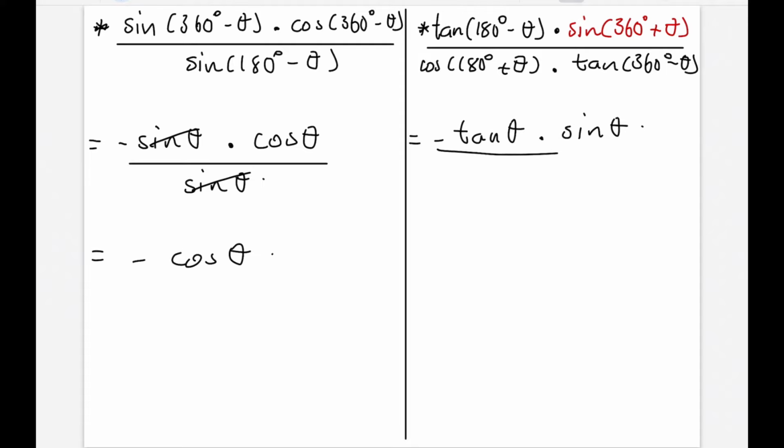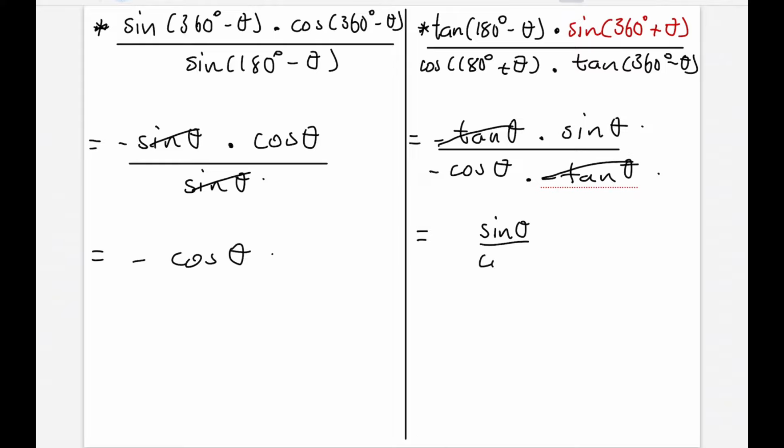In our denominator, what does the cos of 180 plus theta become? Negative cos theta. What about the tangent of 360 minus theta? That also becomes negative. So it's negative tan theta. Now, if you have a look here, this negative tan theta can cancel this negative tan theta. So essentially, we're left with the sine of theta over negative cos of theta. I'll just put the negative in front of the fraction. But we know from trig identities that sine over cos is just tan. So this is negative tan theta. Be sure to watch the video we have on trig identities.